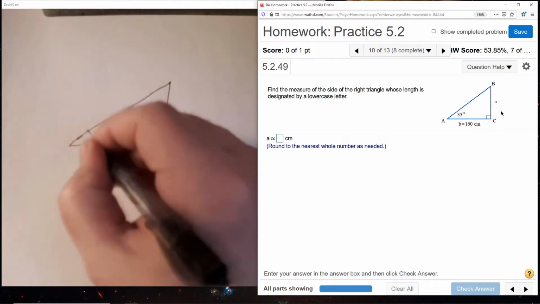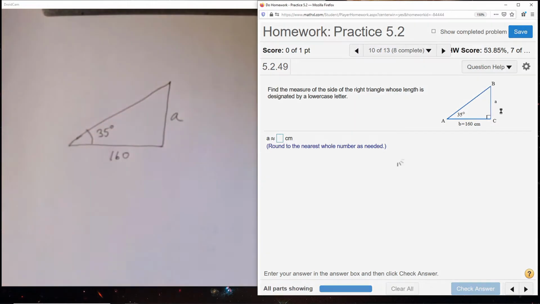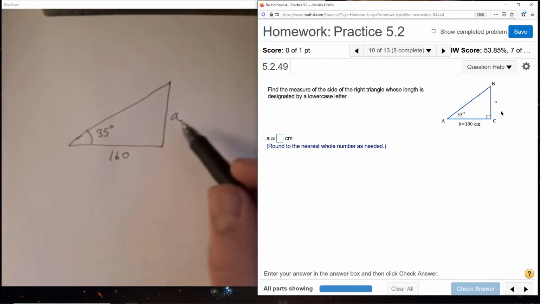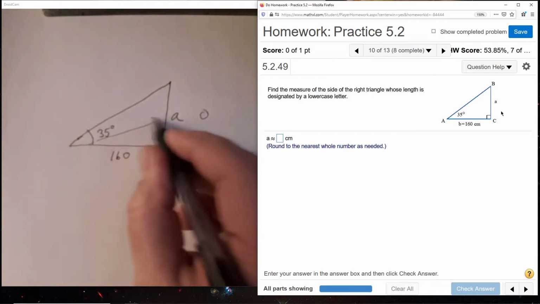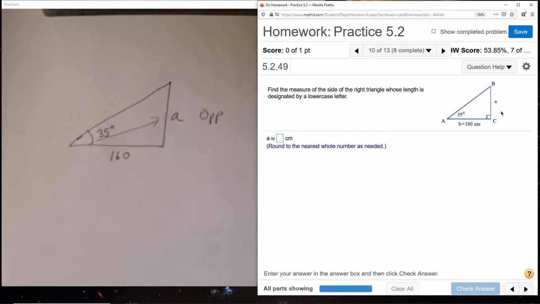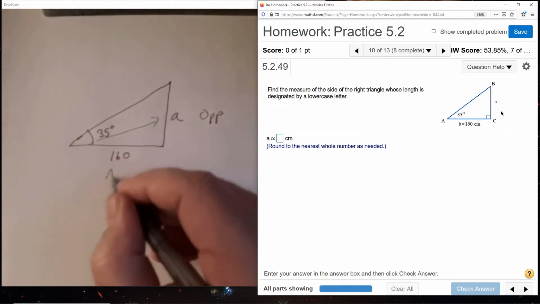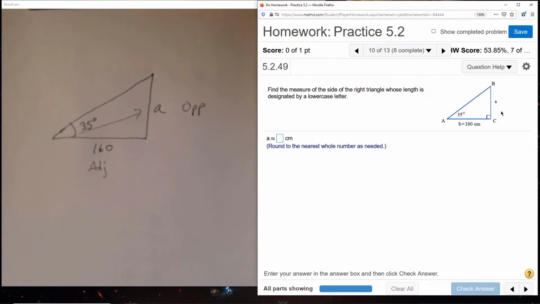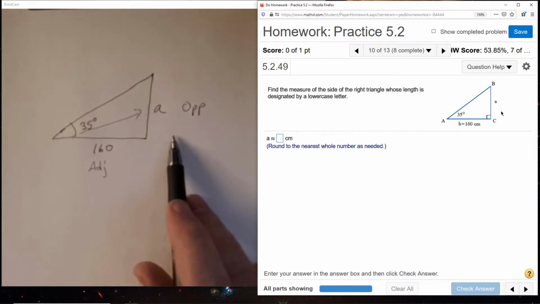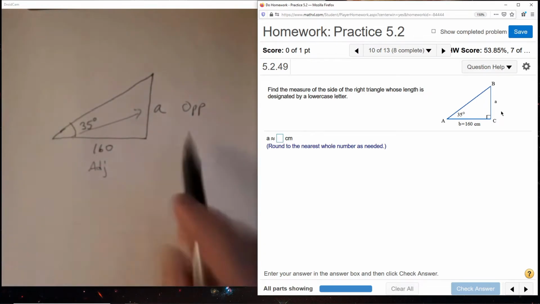And so I'm drawing in our picture. What are the important things to answer this question? What is A? So we have to look at our pieces. We've got the opposite from our angle. Remember, the angle always looks at the opposite. So we've got an opposite and we've got an adjacent. And you want to choose a trig function that has these two.